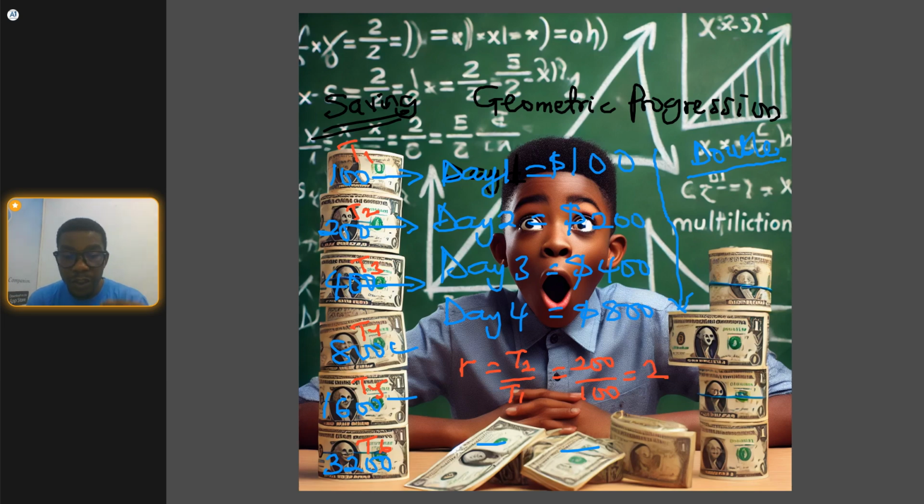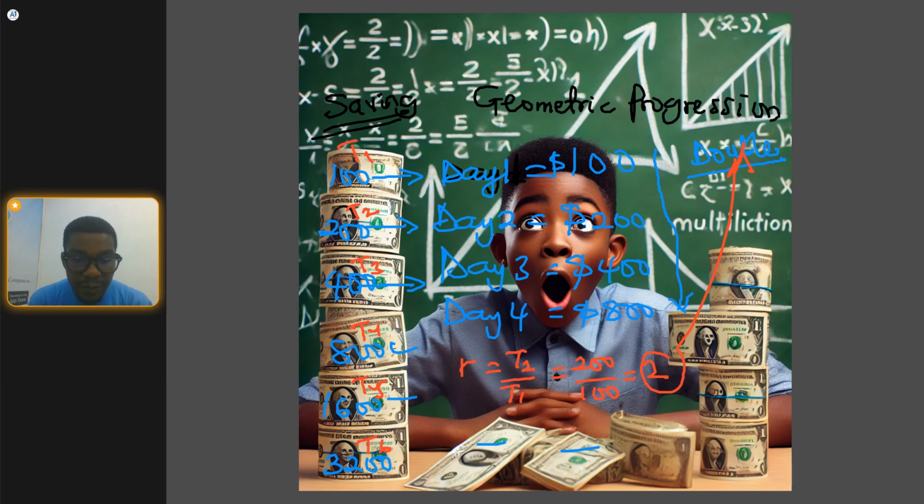Now, why is it called common ratio? If I'm going to use another term again, I'm still going to get the same 2. And that's why it's called common ratio. It's common to all the terms. And this 2 here represents the doubling system. That's double of the money that he was saving.